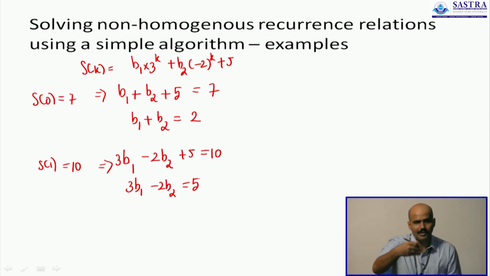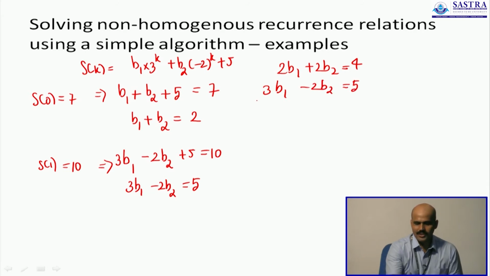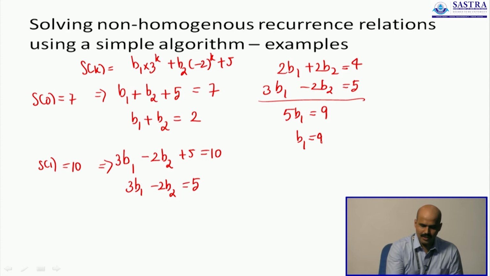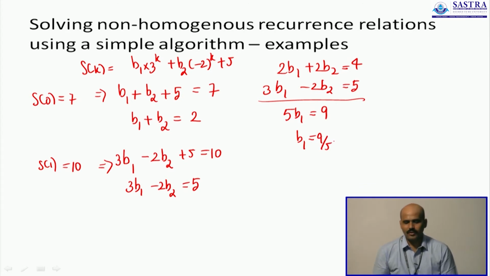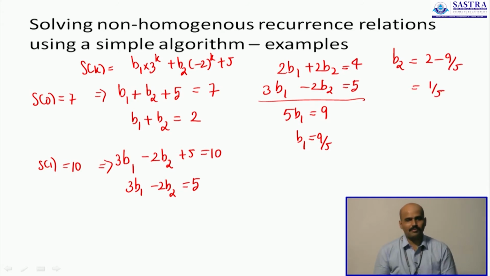We will multiply the first equation by 2 to get 2B1 plus 2B2 equaling 4, and we have 3B1 minus 2B2 equaling 5. Let's add these two. 5B1 gives us 9, or B1 is 9 by 5. Now if B1 is 9 by 5, B2 is 2 minus 9 by 5, which is 10 by 5 minus 9 by 5, B2 is 1 by 5.